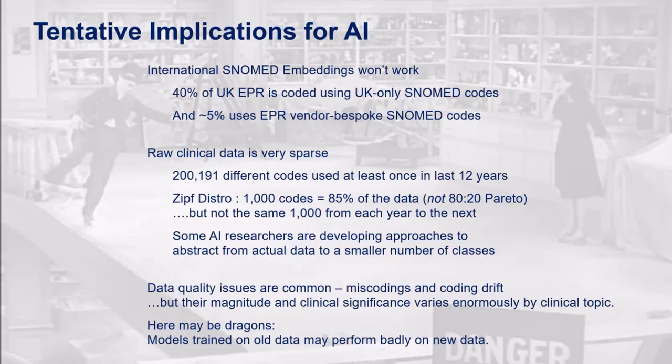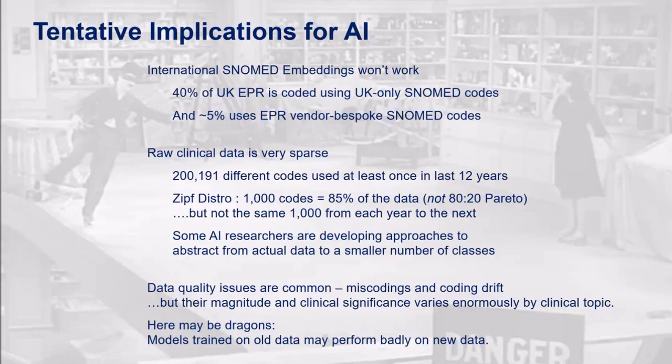Also bear in mind that, again, in the UK, both of our primary care vendors are able to issue their own SNOMED codes in addition to those that come from the UK national release. And something like 5% of the EPR payload year on year is expressed using codes that are unique to one of the two GP systems, and we don't have a record of what they mean.